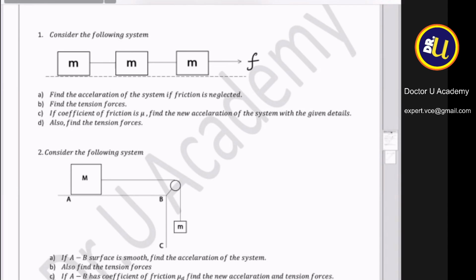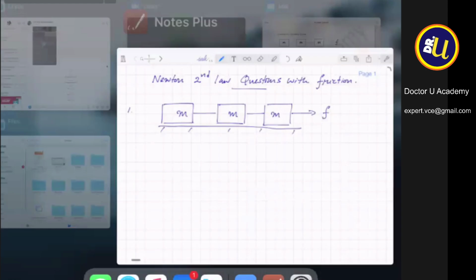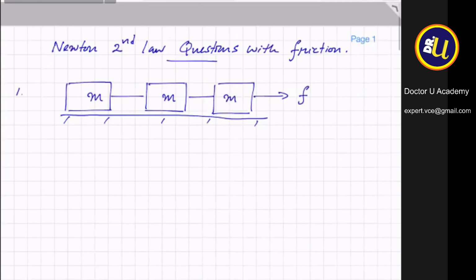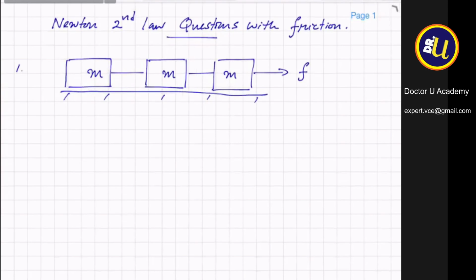So in this question, we have to find the acceleration of the system if friction is neglected first, and then find the tension forces and in presence of coefficient. So then we can take care of that. Now, this is the question we have initially, where we have mu 0, right? So the external force is F. Now, masses are equal.